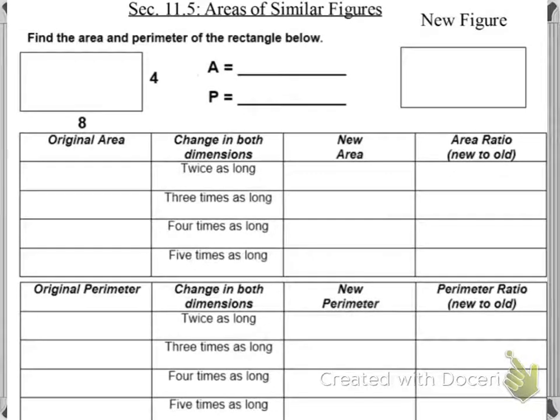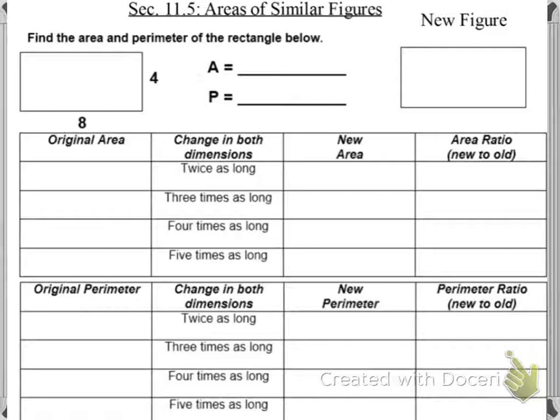Okay, so here we go with the last lesson of this unit, and we're going to be talking about area of similar figures. Just think back to what similarity means. But here we're just going to start with these two rectangles, and we're going to find the area and the perimeter of both the rectangles.